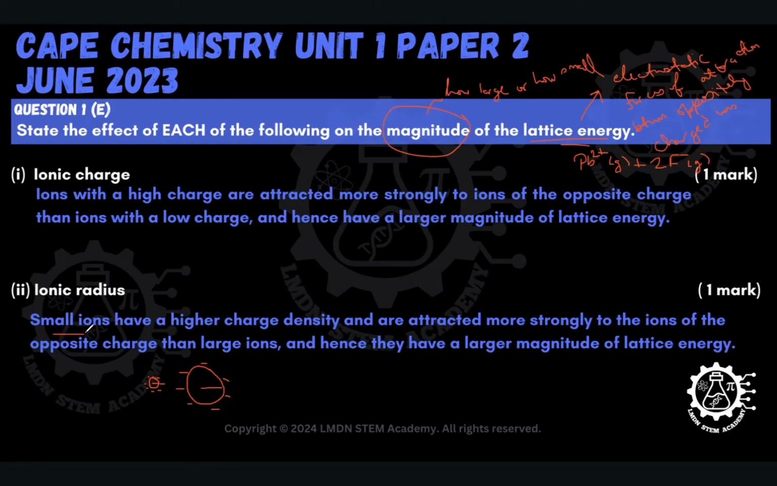And so small ions are going to correspond to there being a larger magnitude of lattice energy because they will be more tightly held. There'll be greater forces of attraction simply because the small ions have a higher density of charge on them. Okay? And so with that, we've come to the end of this question on energetics, Hess's law and the Born-Haber cycle specifically.